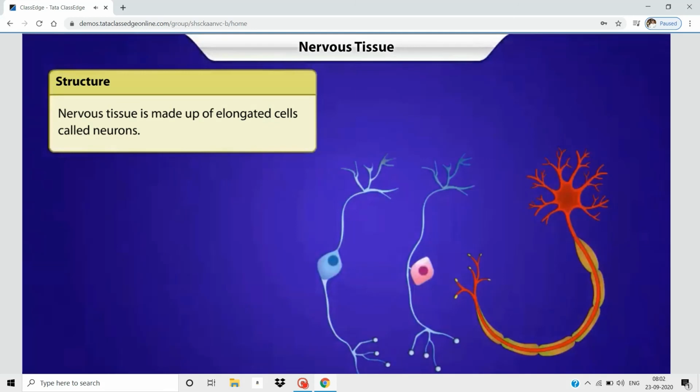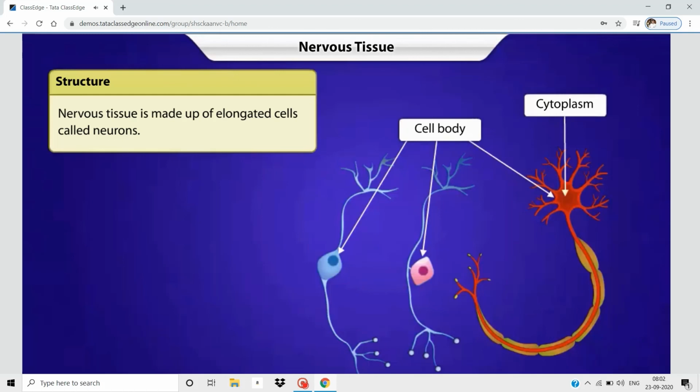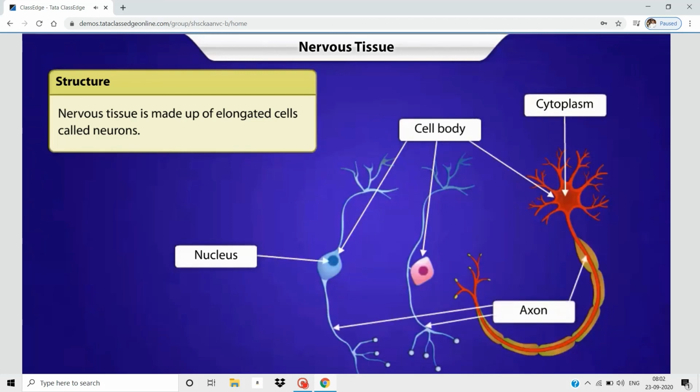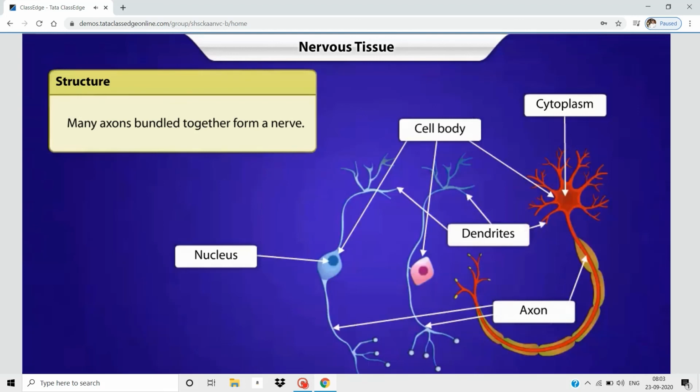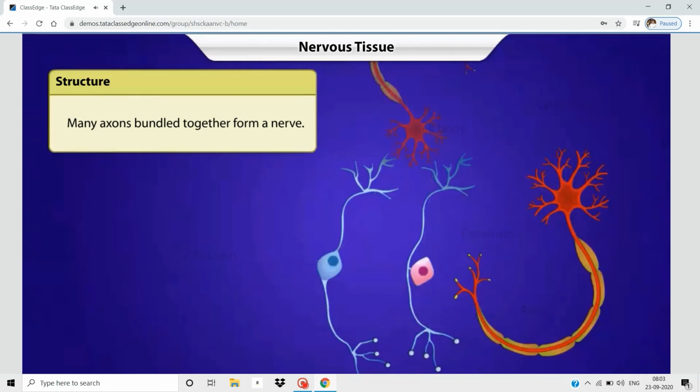Nervous tissue is made up of elongated cells called neurons. Each neuron consists of a cell body containing the cytoplasm and nucleus. Externally, each neuron has a single long part called the axon and many short, branched hair-like extensions called dendrites. Many axons bundled together form a nerve.